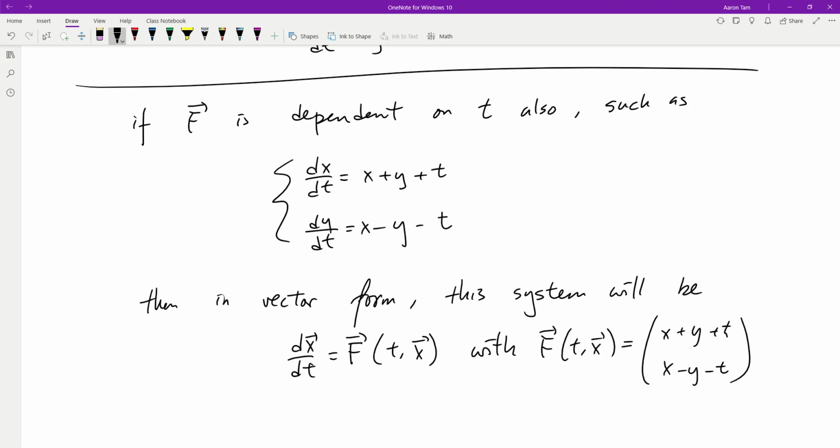And in this case, when you list the variables, you will list t first because that's the independent variable, and then you list the vector x, or the variables x and y, in order. So therefore, this could also be written this way, if you want.